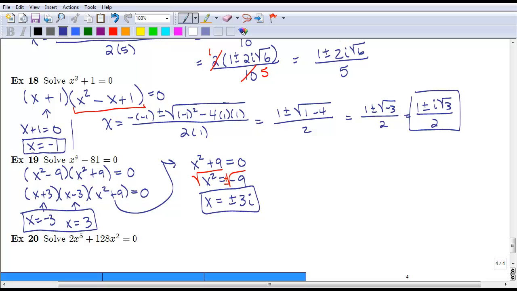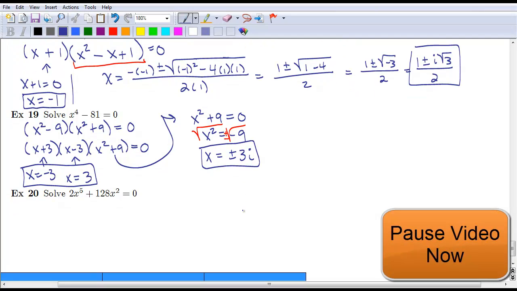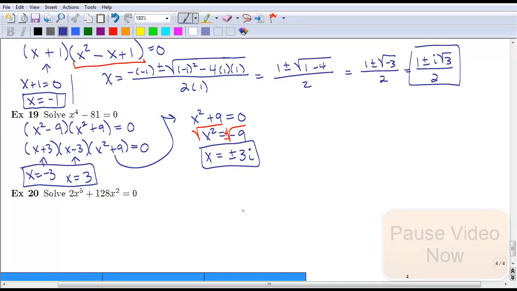And since this is a 4th order or 4th degree polynomial, we should have 4 answers. We got -3, +3, -3i, and +3i. For this last example, I want you to pause the video and see if you can factor appropriately, and then if necessary, use the quadratic formula or solve like we did with the x squared plus 9.